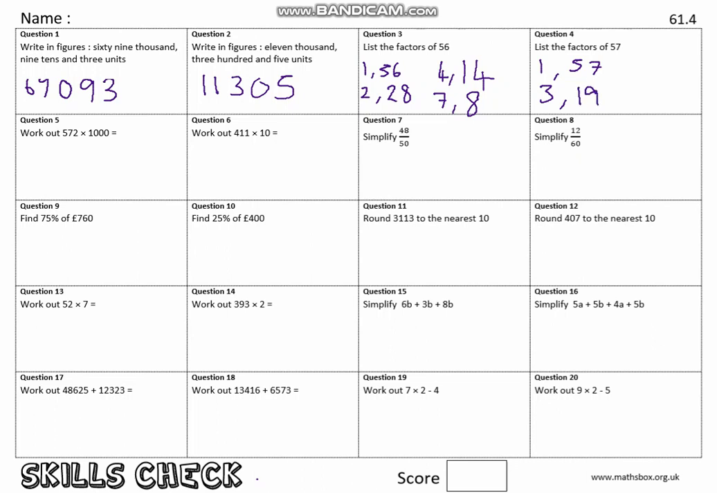Now, actually, if we kept going, 4 doesn't go into it, because again, it's not even, nor does 5, because there's no 0 or 5 at the end. Nor does 6 or 7 or 8 or 9. So actually 57 only has those 2 factor pairs.